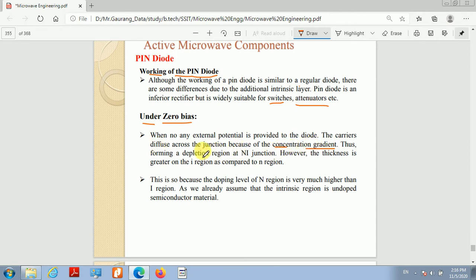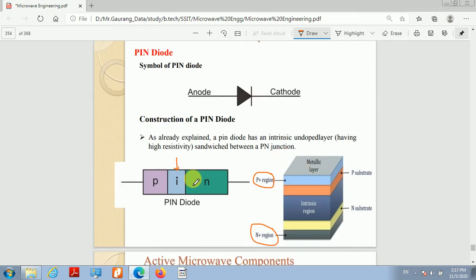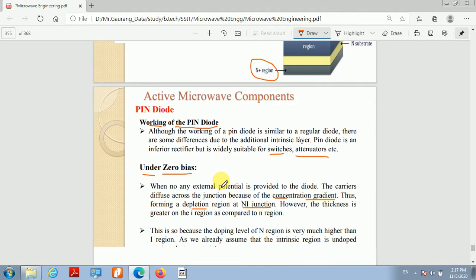And because of the diffusion of the carriers across the junction, the depletion region is formed at the Ni junction. Ni junction means N और intrinsic के बीच का जो junction है उसको हम बोलेंगे Ni junction. This is the Ni junction. This is the Pi junction.